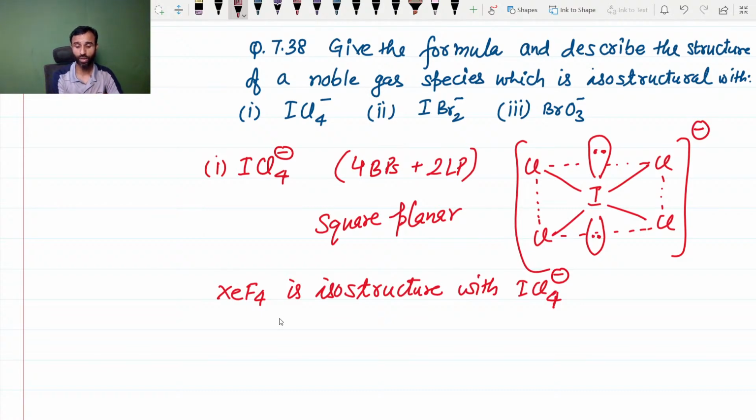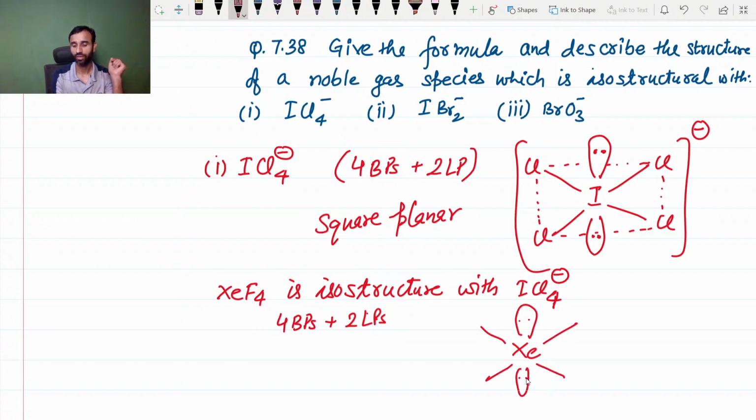So in XeF4, how many bond pairs are there? Again, 4 bond pairs, because 4 fluorines are attached to xenon. And xenon has 8 valence electrons. Out of 8, 4 are shared with fluorines. So 4 are left unshared, and that's why there are 2 lone pairs. 4 bond pairs and 2 lone pairs. So it is like this. Same, it is square planar.